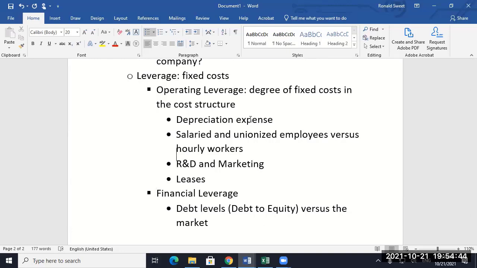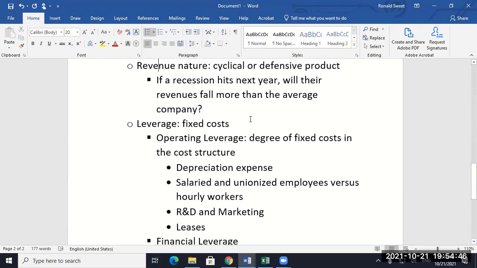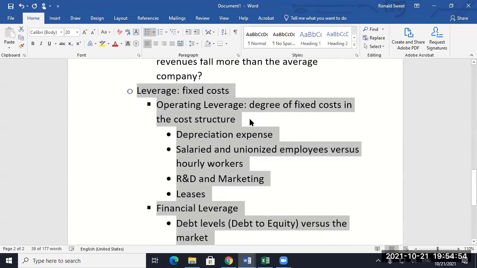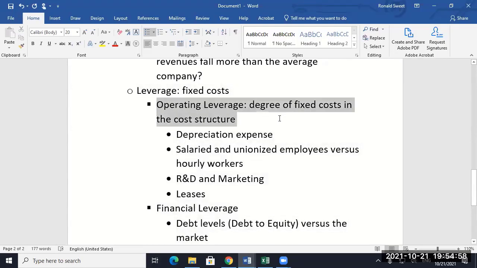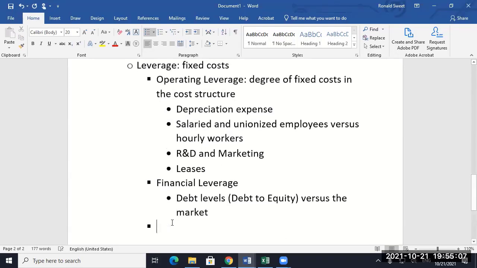All right, so that's what you're going to do: take the top line and ask how sensitive that is to the economy. Then ask about their leverage, debt, and operating structure. I would guess most of your firms, their operating leverage would be similar to their competitors. Financial leverage can be anywhere, just depends on the company. And then the last thing you're going to do is look at the history or perspective.